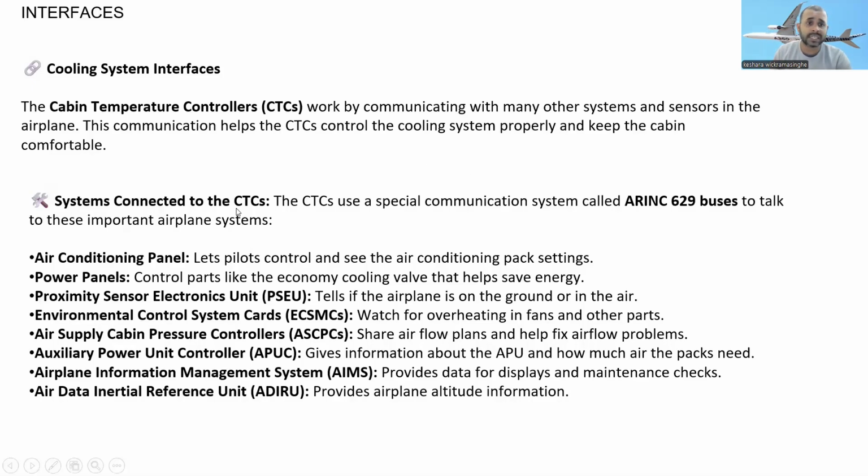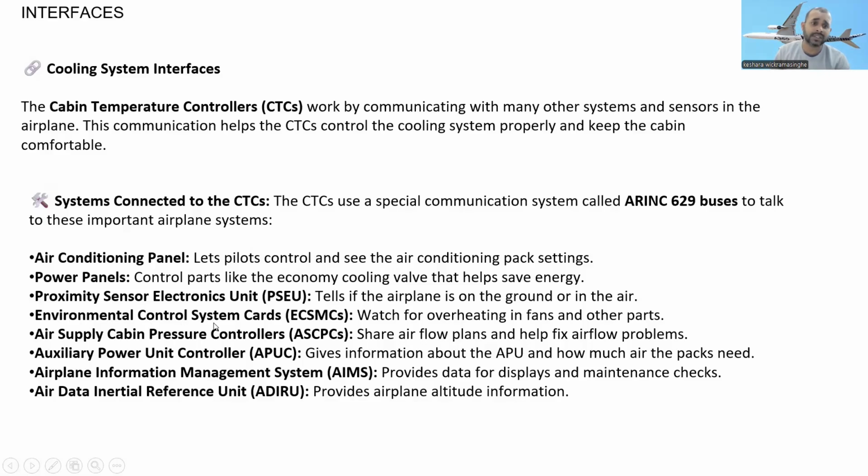Let's see the systems connected to the cabin temperature controls. The cabin temperature controls use special communication systems called ARINC 629 buses to talk to these important airplane systems. Okay, let's see the air conditioning panel. It lets pilots control and see the air conditioning pack settings. And power panels control parts like the economy cooling valve to help save energy. And proximity sensor electronic units, PSEU, tell if the airplane is on the ground or in the air.